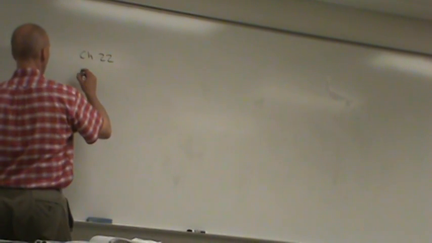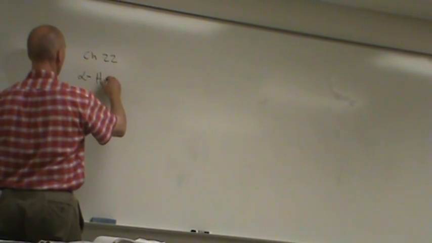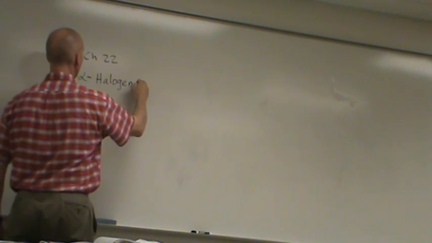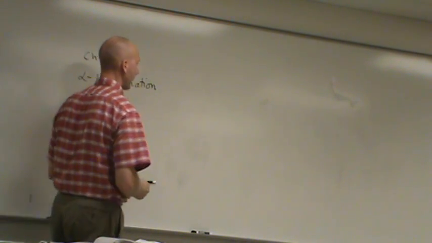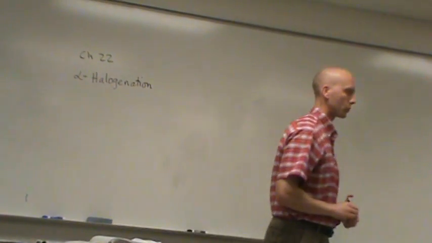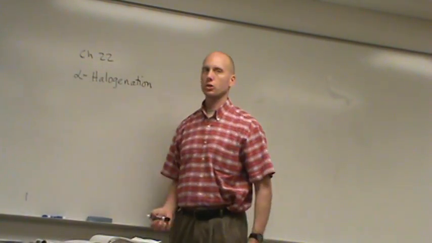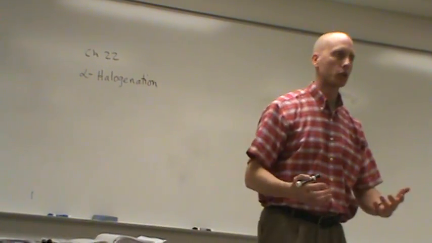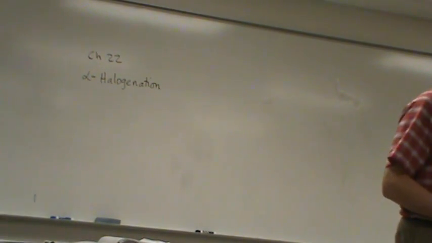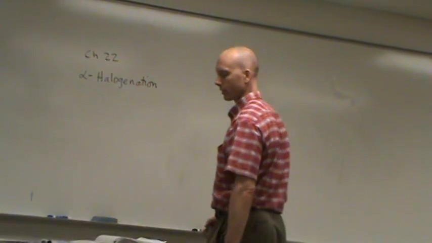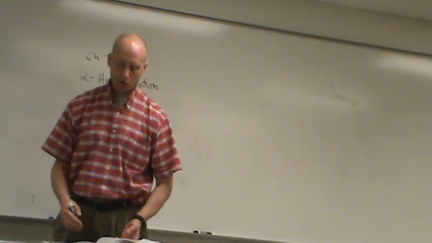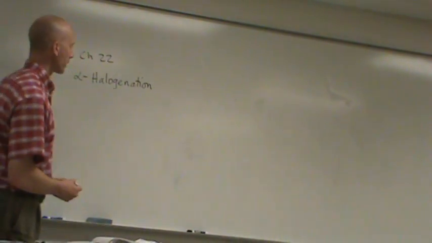Okay, these reactions, we're going to call them alpha halogenation reactions. So what do you think this reaction's going to deal with? Halogens? What about halogens? Next to a carbonyl. Yeah, so on the alpha carbon. How do we put a halogen on an alpha carbon? So we've got two ways to do this.